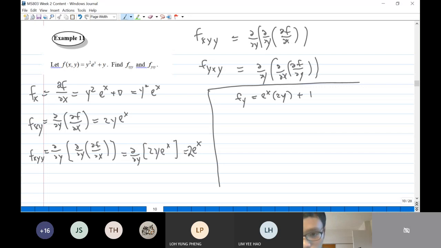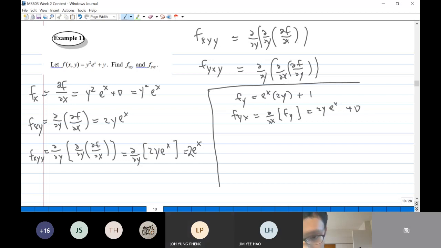Now, I want fyx. What does it mean? Sometimes people get confused, so I better write down here: partial differentiation with respect to x of fy. So differentiate with x, what do you get? You get e^x times 2y, plus 0. Yes, plus 0.